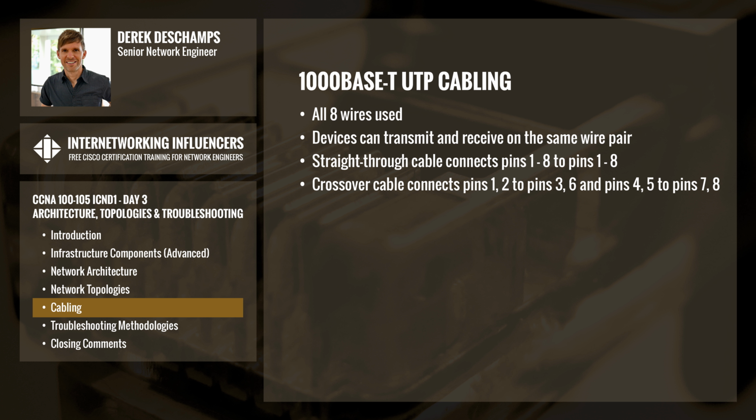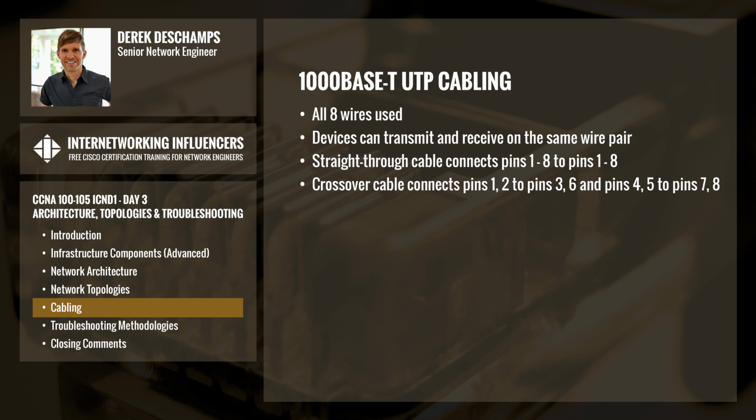With 1000BASE-T or gigabit Ethernet, all 8 wires of a UTP cable are used. Devices can now transmit and receive on the same wire pair. A gigabit Ethernet straight-through cable connects the wires on pins 1 through 8 on one end of the cable to pins 1 through 8 on the other end of the cable.